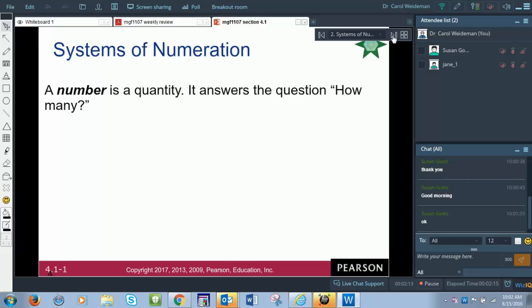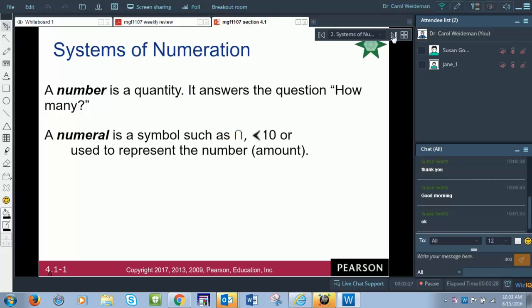Okay, so the systems of numeration, a couple definitions. In this class, there's going to be a lot of definitions, kind of like you saw in your MGF 1100 class. So a number is a quantity. It answers the question, how many? And we use numerals, which are symbols, to represent numbers.